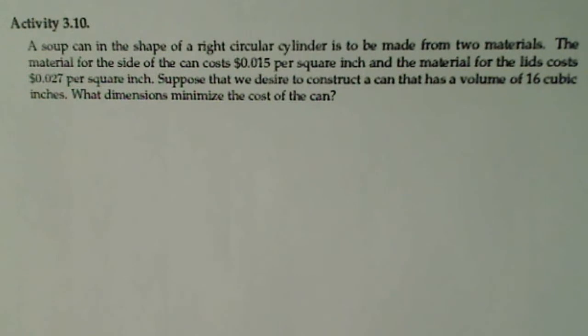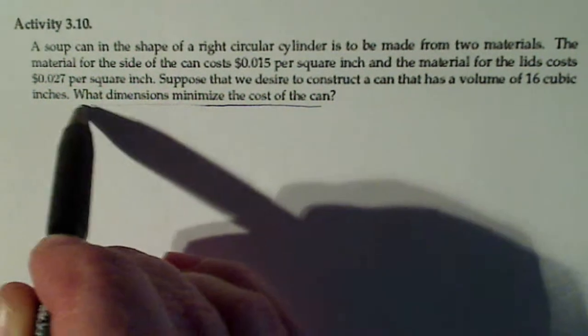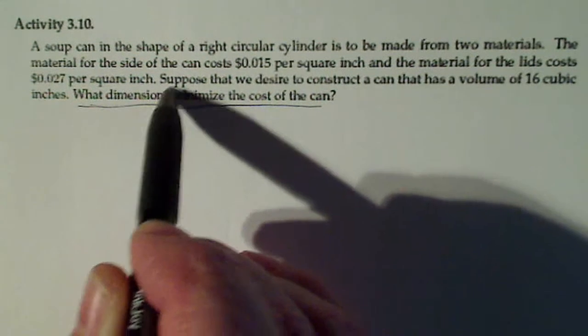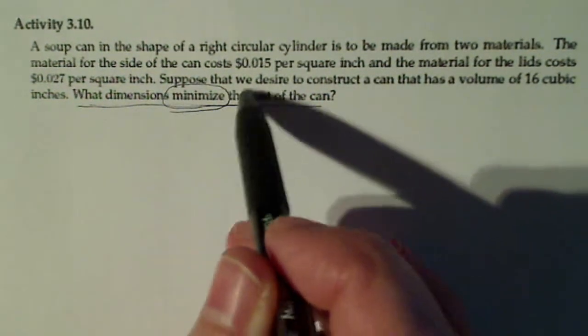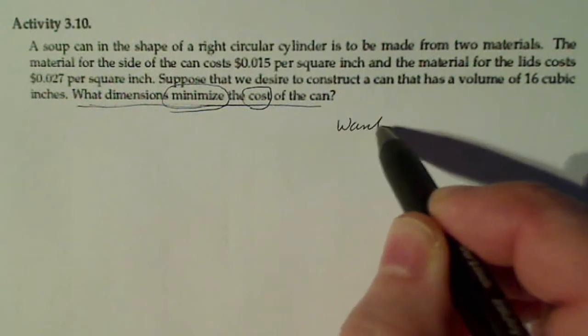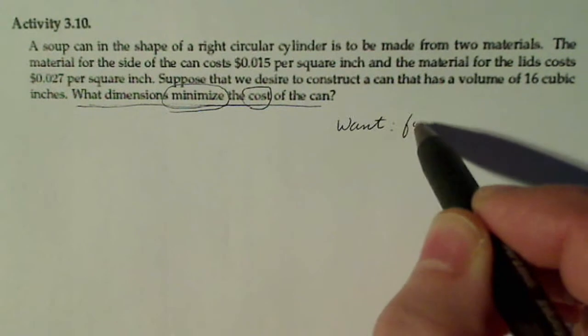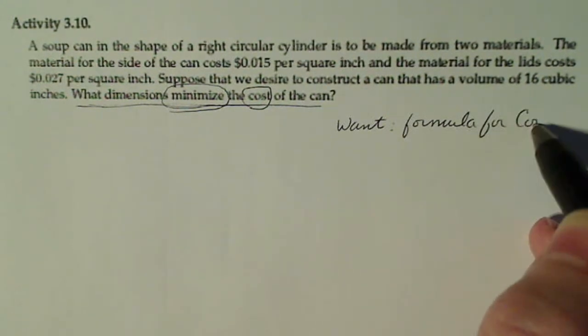So it's fabulous that we read through that. But what we have to do now is pull it apart so that we figure out what we have and what we want. I always look at this last question. What dimensions minimize the cost of the can? Since this is optimization, we have to figure out what it is that we're going to optimize, and we're minimizing cost. So I have to find a formula for cost, because it says it right there. I have to minimize that.